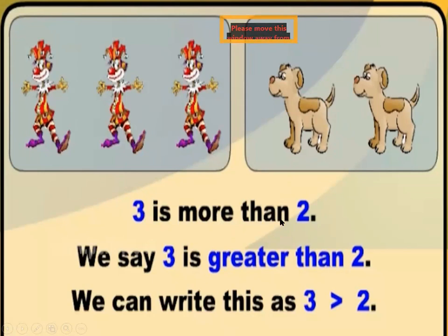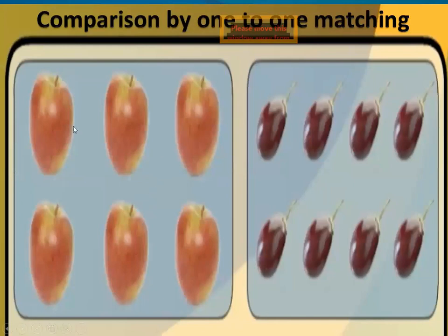So three is more than two, and we say three is greater than two because more means greater. So we say that 3 is greater than 2, or 3 jokers is greater than 2 dogs. We can write this as 3 greater than 2. This is the sign of greater than. Now move to the next one.